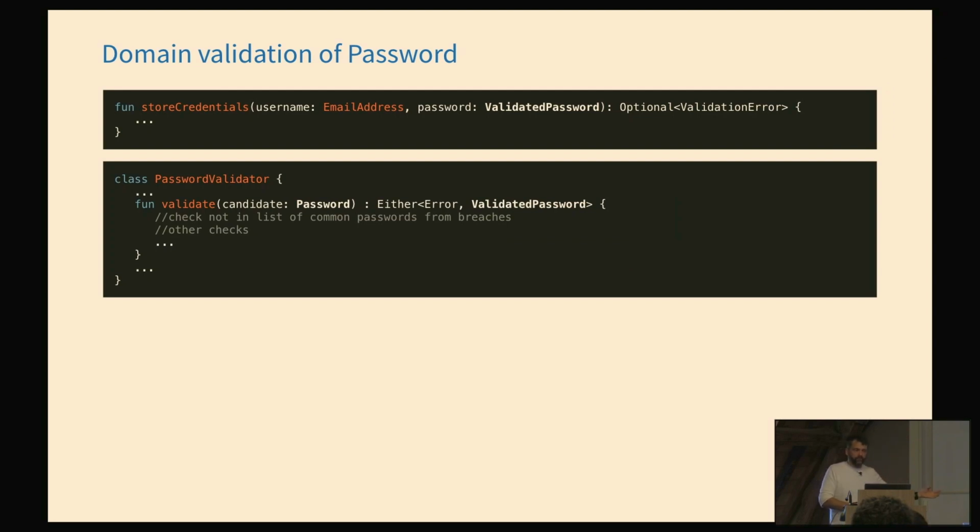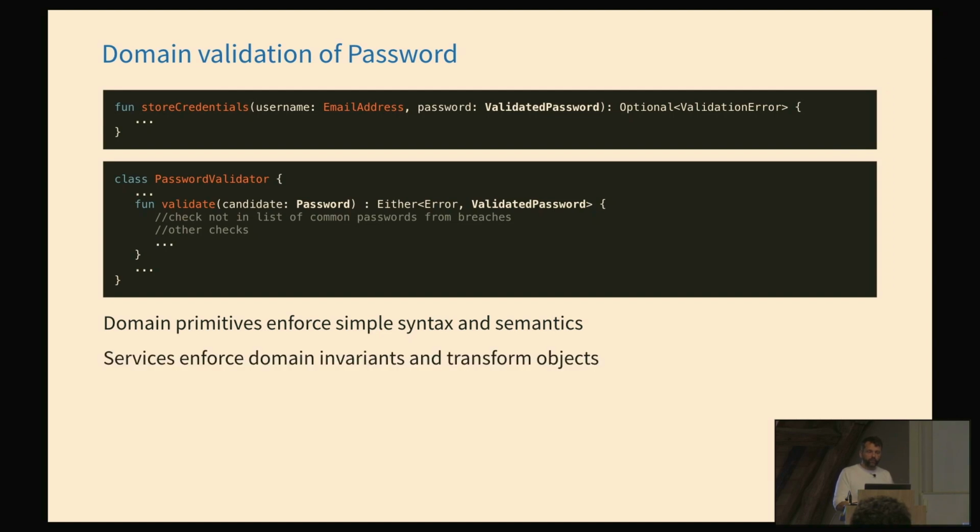This is more of a domain validation kind of thing, where we can ask, I have this password, can you check if this can be validated? Maybe this class has this list of commonly used passwords in breaches, or does all kinds of other checks, and then returns a validated password or an error if it fails. It's still using the Either, the functional aspect here, but it's more of a service rather than a simple primitive. So domain primitives can enforce simple syntax and semantics, but when we move to these bigger objects, we can enforce rules that go across.